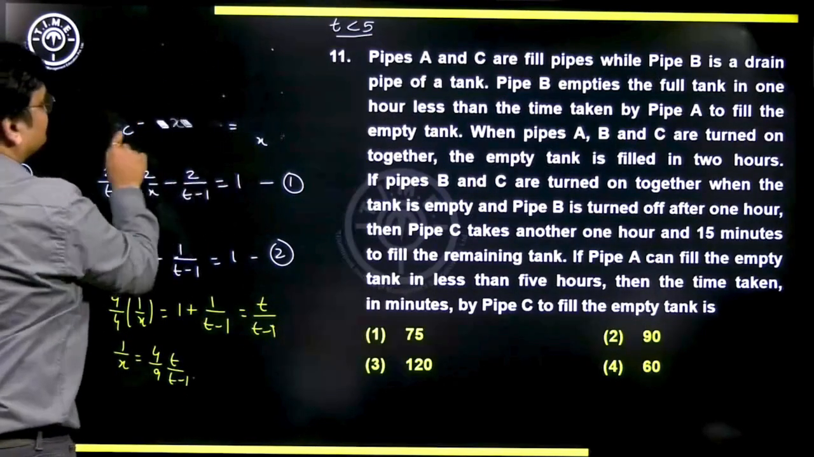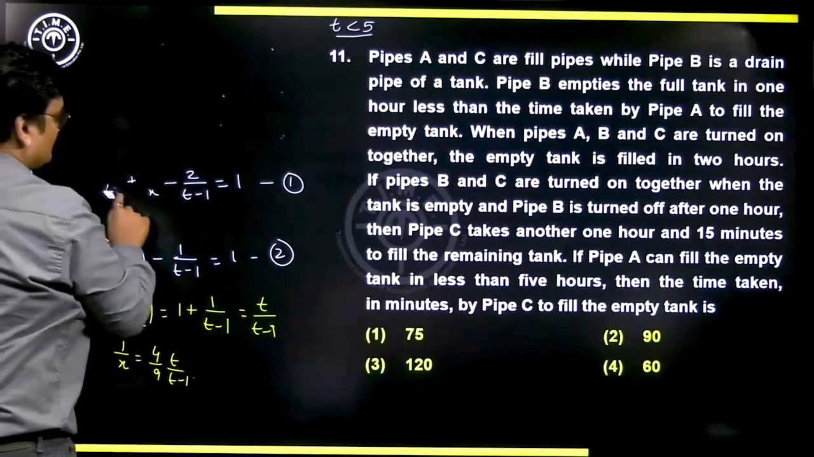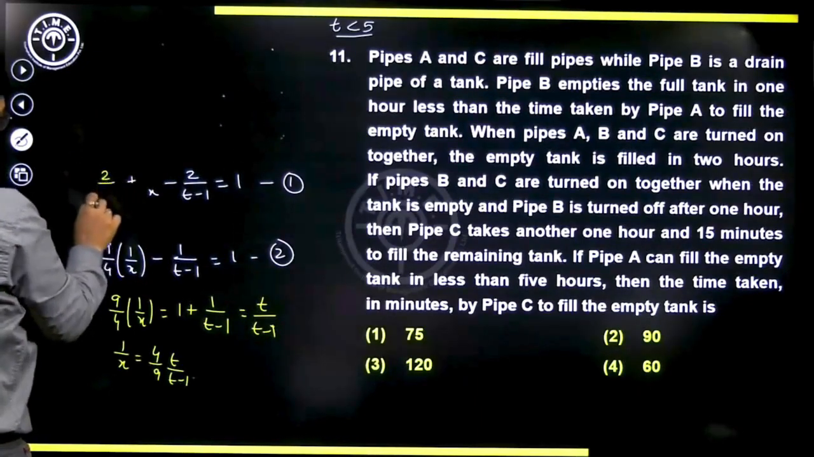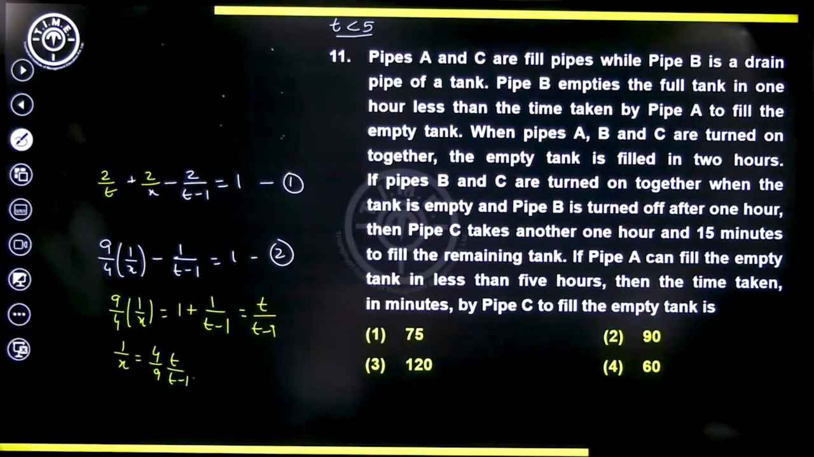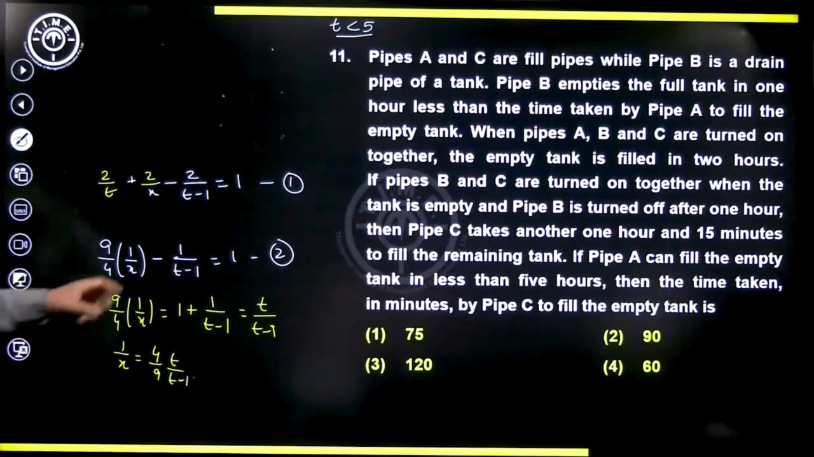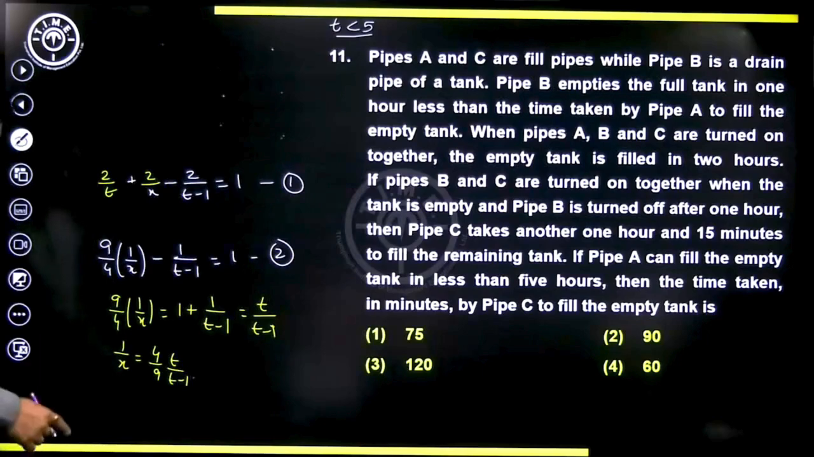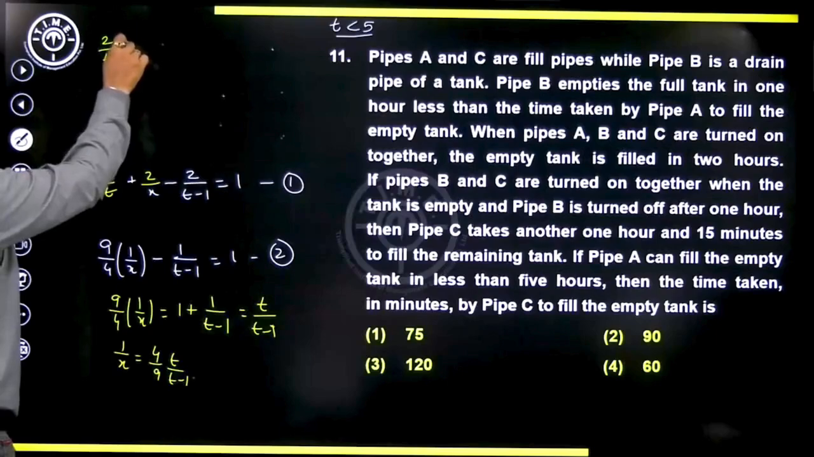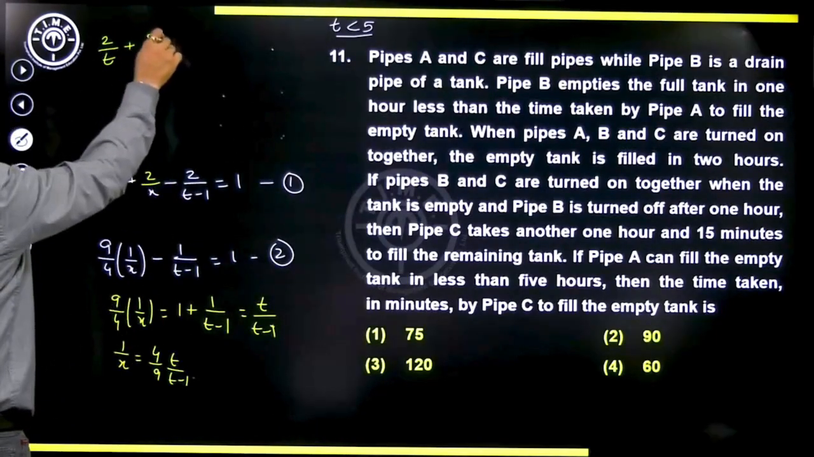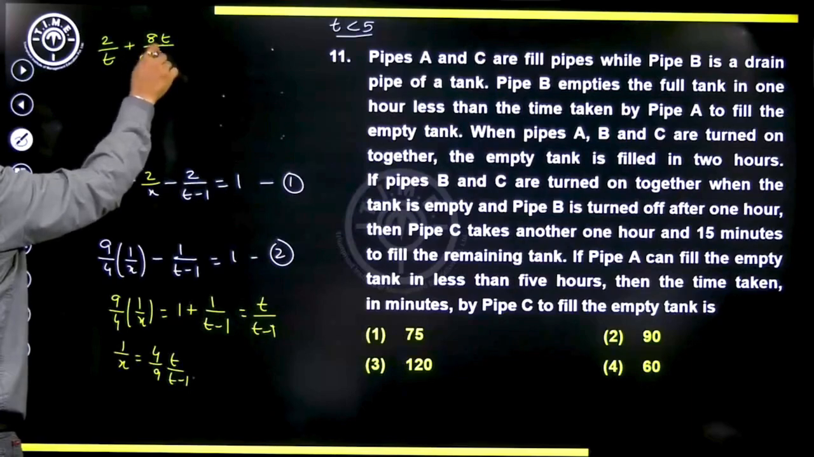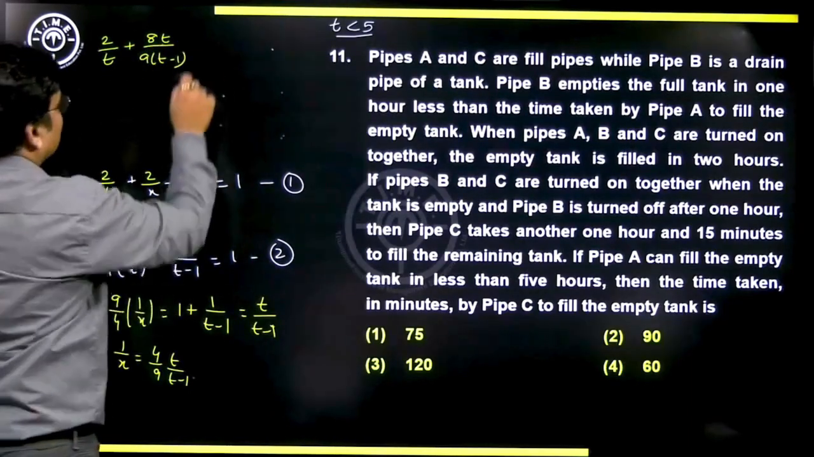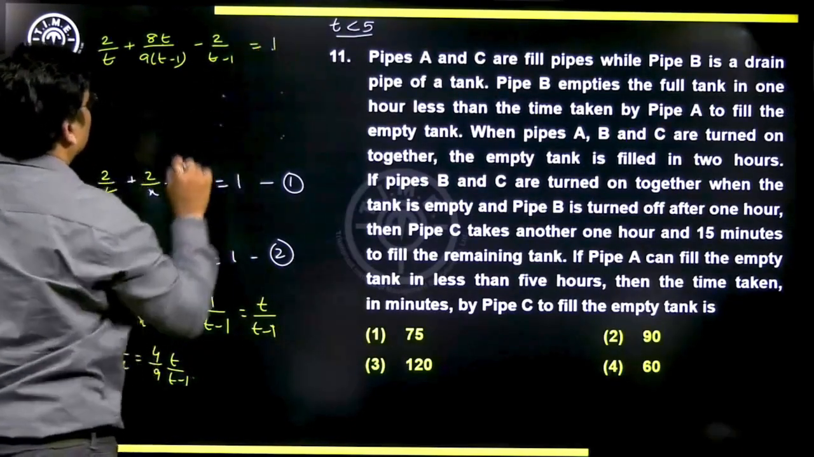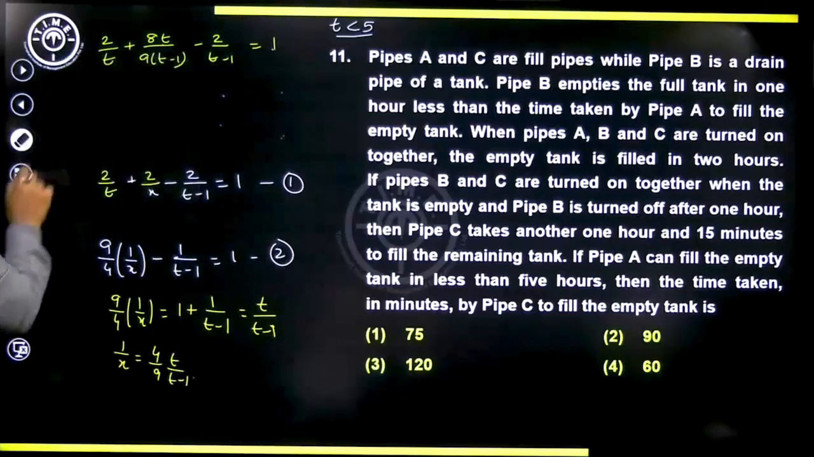Let us see what we get. Sorry, this is 2 by T plus 2 by X minus 2 by T minus 1 equal to 1. Let's substitute this value. So when I substitute 1 by X as this, 2 by X will be into 2. So it will be 2 by T plus 2 by X is into 2, 8T by 9 into T minus 1, minus 2 by T minus 1 should be equal to 1. This is what we'll get from 1 and 2. Let's continue.